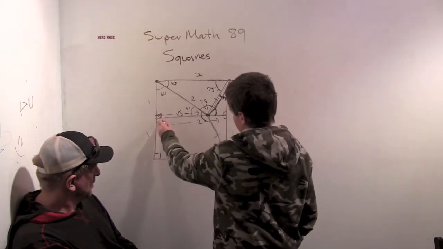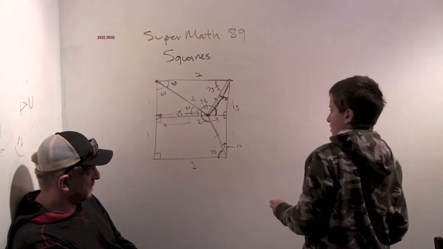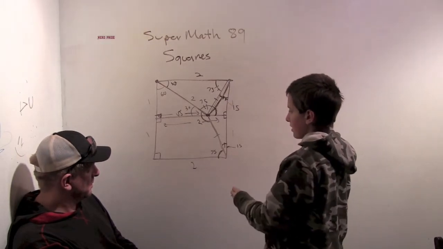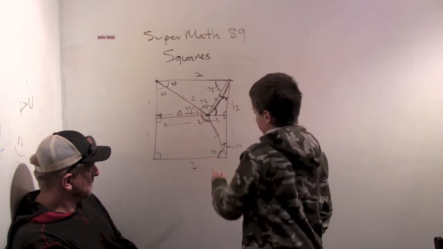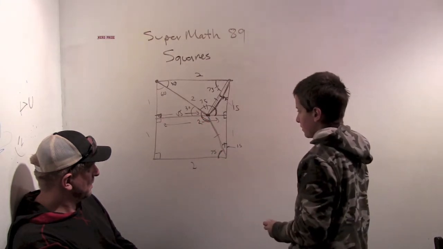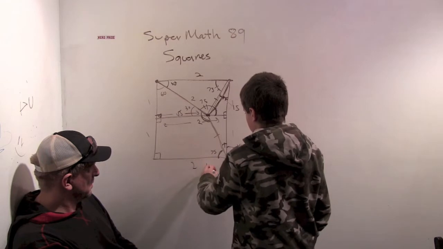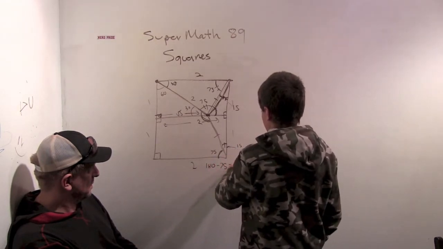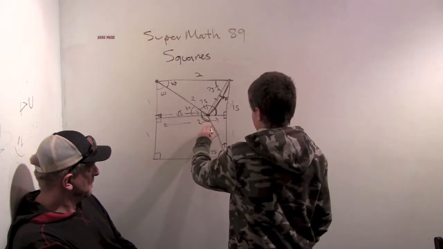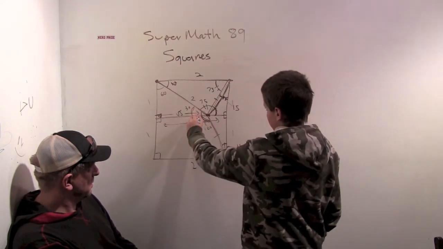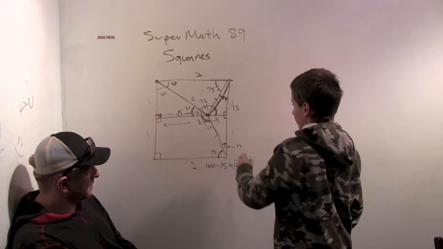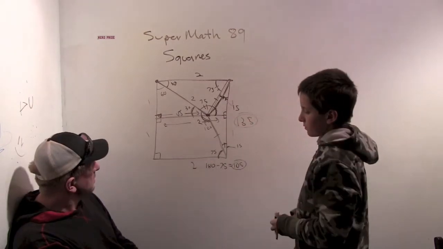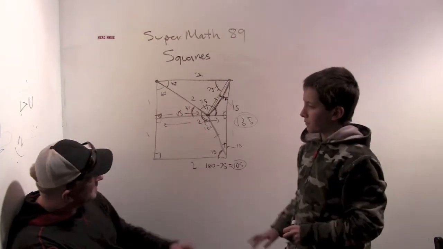So 90, 90. It's 180 plus 75. 360 minus that. This part, well, 180 minus 75 is 105. So that's what we're looking for. And then you just add the 30 bit in. So it's 135. There you go. 135. Good job.